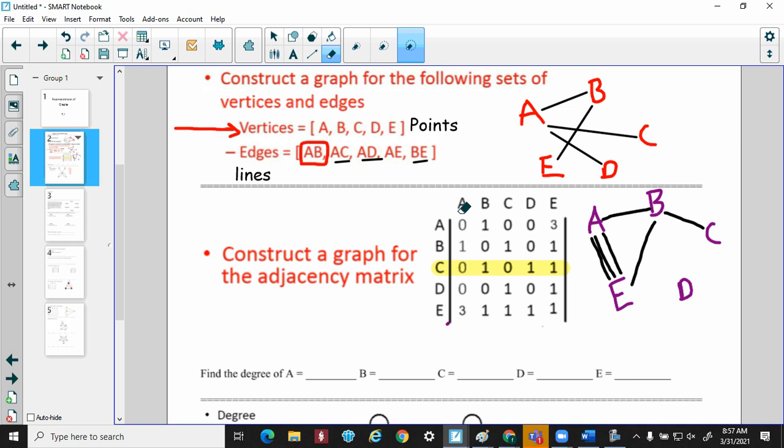So A and C, 0. There's no lines between them. C and B, notice that there's a line here, but notice we already drew that line. So that kind of gets disregarded. C and C, nothing. C and D, oh, there's a 1 between C and D, so we're going to draw a line there. C and E, there's a line. That's going to be connect, or an edge. Sorry, I keep on saying line, I mean edge.